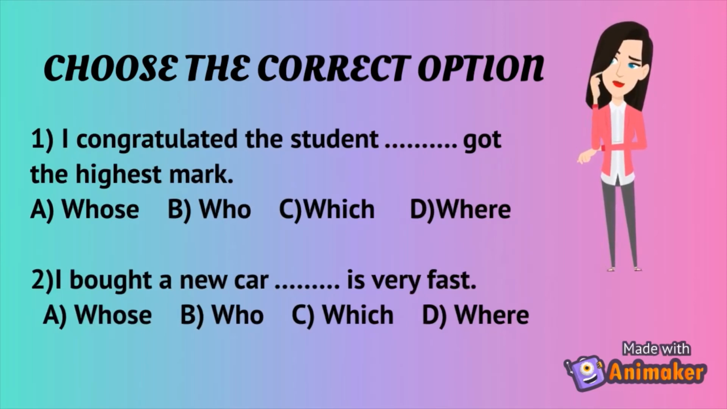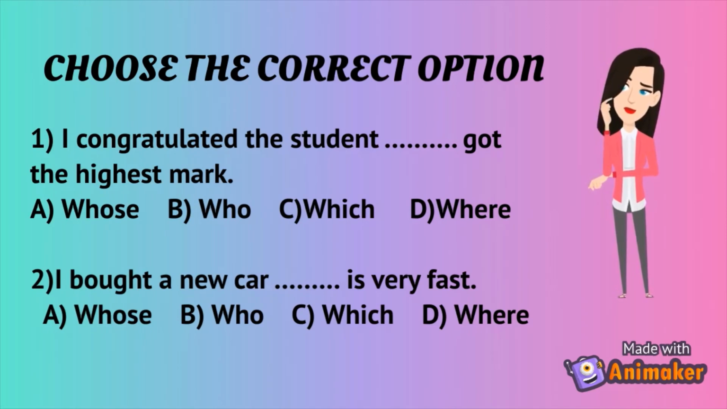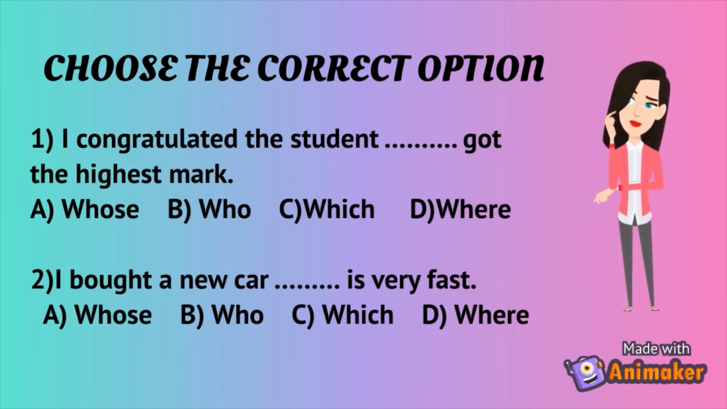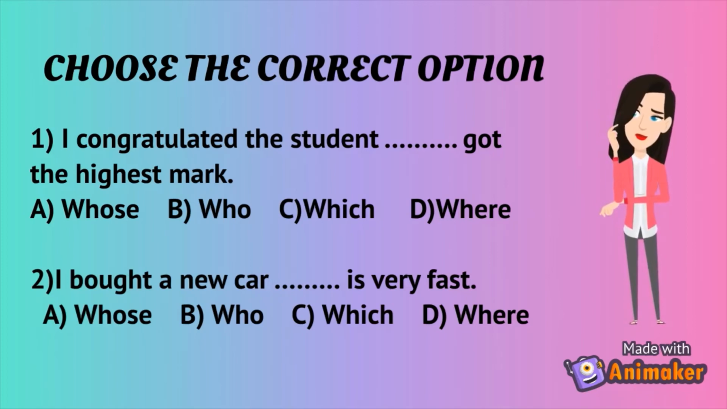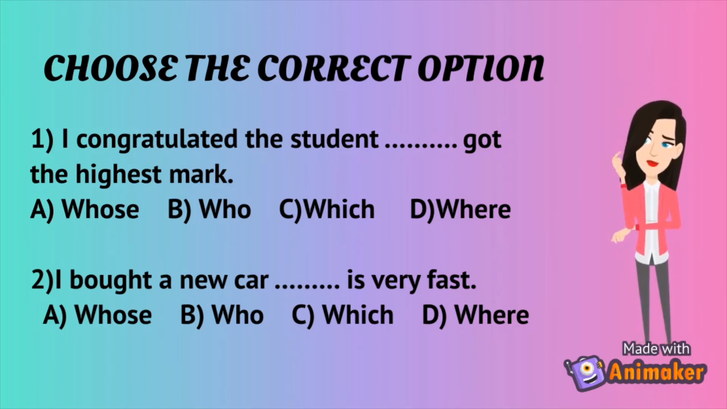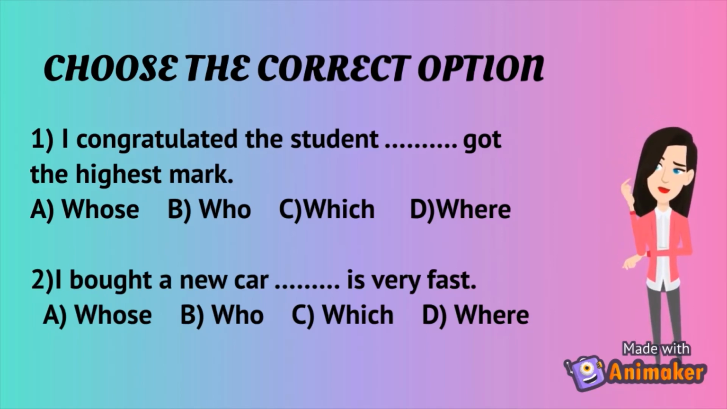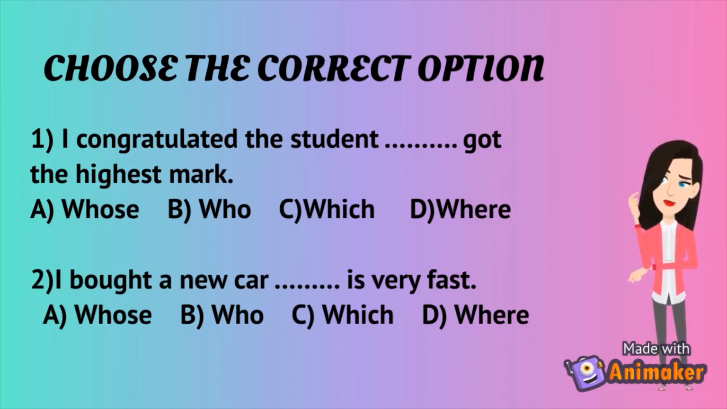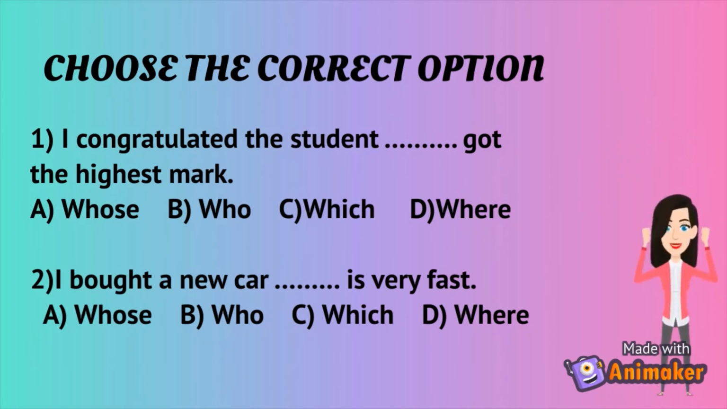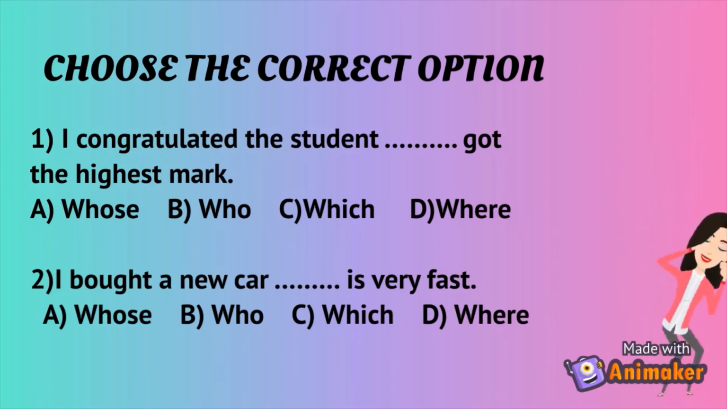Before watching the rest of the video, please stop the video and try to answer them by yourself. Write your own answers and then check them. First, I congratulated the student blah blah got the highest mark. A, whose, B, who, C, which, and finally D, where. In this sentence, we need to focus on the noun phrase, the student. It refers to a person. Therefore, we choose who.